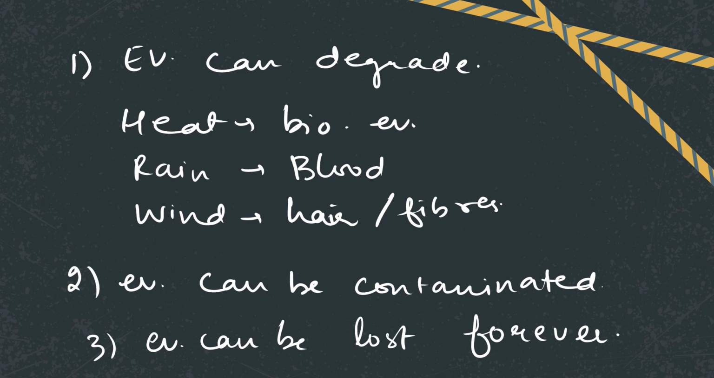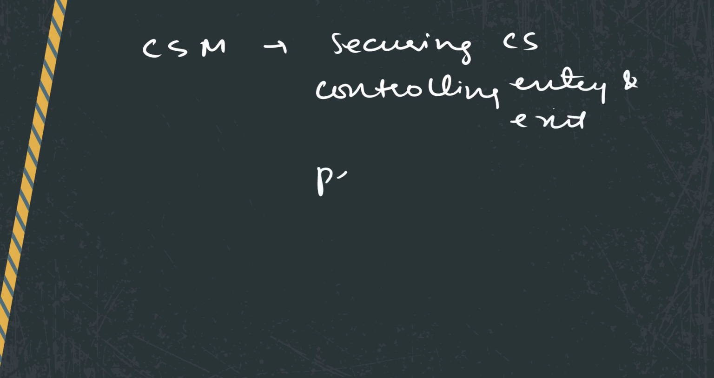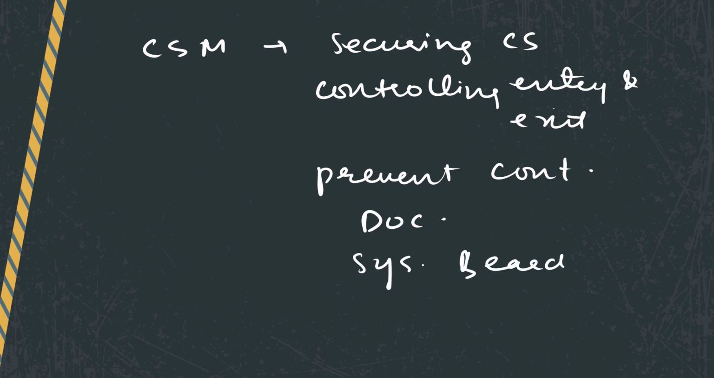So crime scene management includes securing the scene, controlling entry and exit, preventing contamination, and documentation, systematic search, evidence collection, packaging, and chain of custody.